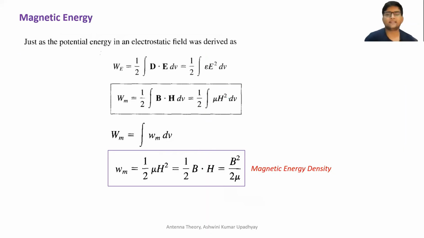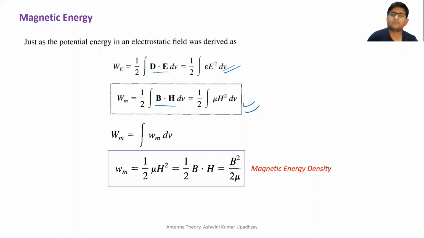Before ending this lecture, let us quickly see what is magnetic energy. Exactly the same as in the case of electric energy, where we define the total electric energy as the integral of the dot product of D and E, like this, we can define our magnetic energy as the dot product of B and H taken as a volume integral and divided by 2.